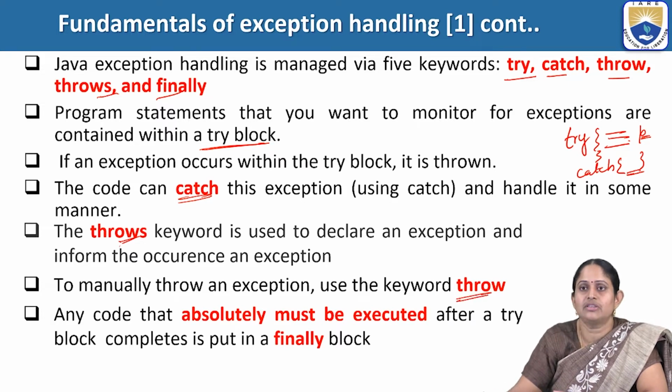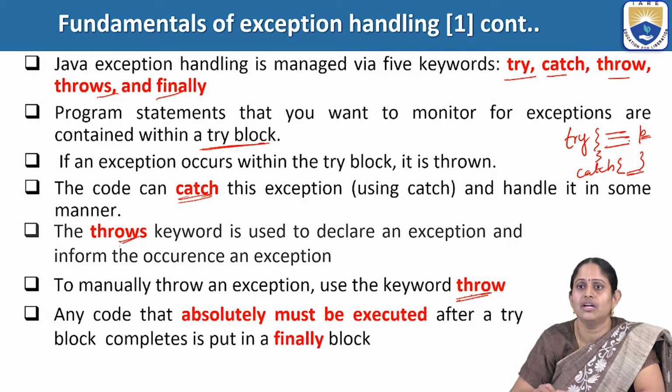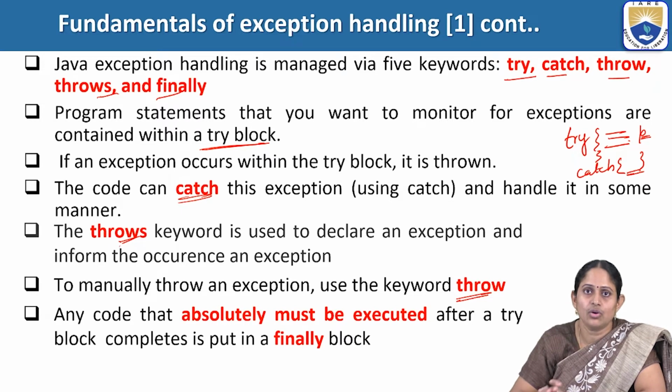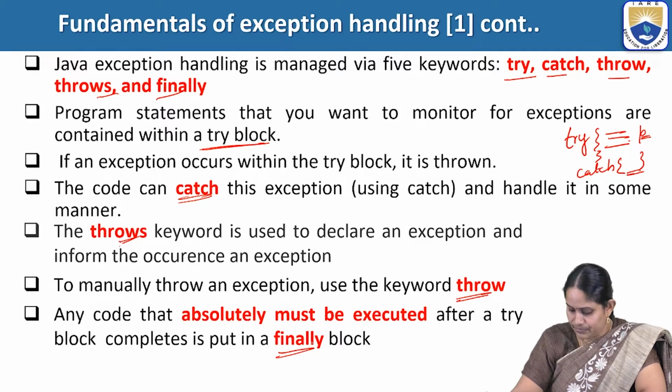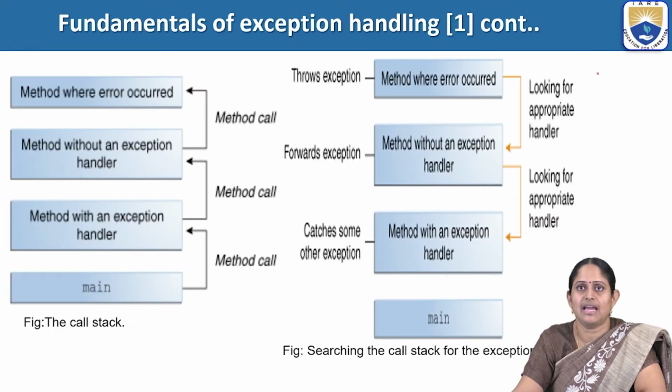We make use of the throw keyword to manually throw an exception. If the programmer himself wants to throw an exception, then we make use of the throw keyword. And if we have any set of statements that has to be compulsorily executed, those statements will be placed inside the finally block. So these are the 5 keywords which are used for exception handling.